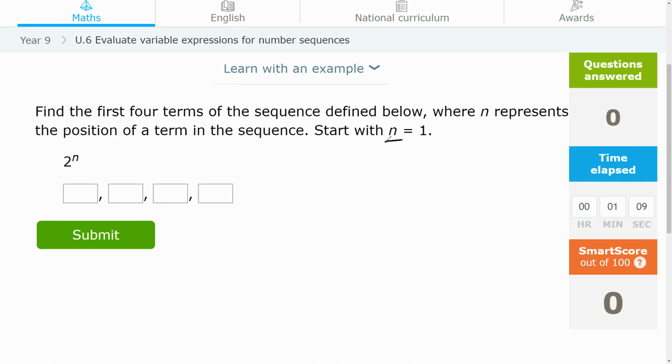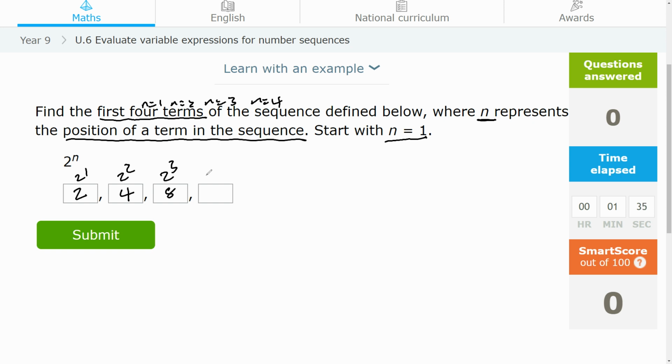It says start with n equals 1. Find the first 4 terms. So that means n equals 1, n equals 2, n equals 3, and n equals 4, where n represents the position of the term in the sequence. So n equals 1 will give you 2 to the power of 1, which is 2. N equals 2 will give you 2 to the power of 2, which is 4. Then we have 2 to the power of 3, which is 8. And 2 to the power of 4 is 16. If you got that, good.